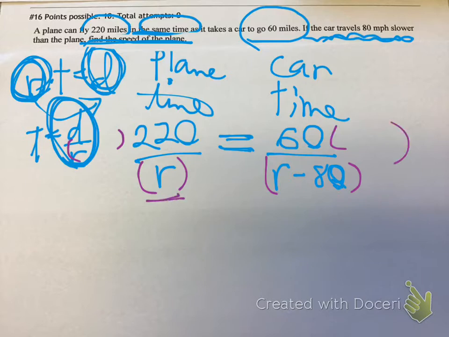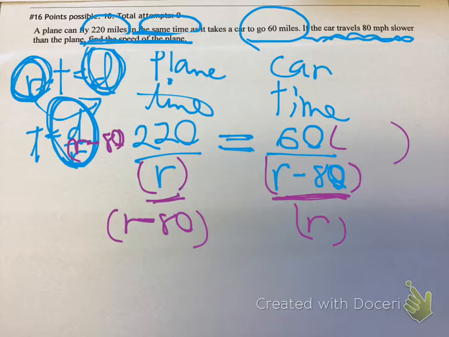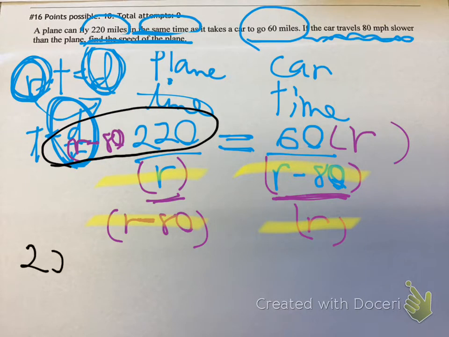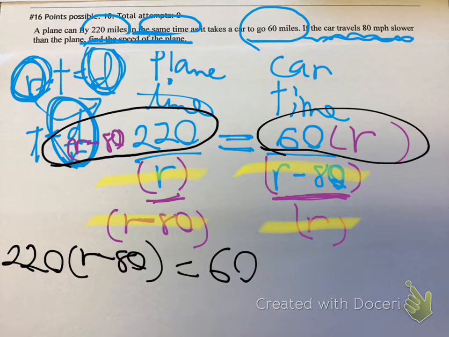And so to kind of kickstart you, remember, this one has an R on the bottom. This one has an R minus 80 thing. And so if this one has an R, it needs the R minus 80, and we'll give that to the top as well, R minus 80. This one has the R minus 80, it needs the R, and we'll give that to the top as well. And then the bottoms match. We have an R and an R minus 80 in both of them. Once those bottoms match, we don't need them anymore. We just need the tops. And we have on the left-hand side 220 times R minus 80, equal sign, 60 times R, or just 60R, you could call it. And then just see what you can do to solve these things out.